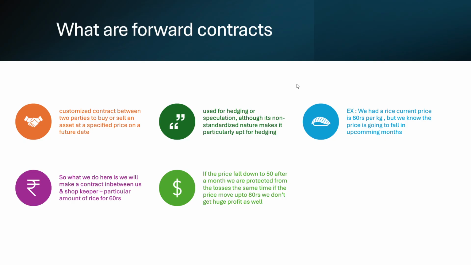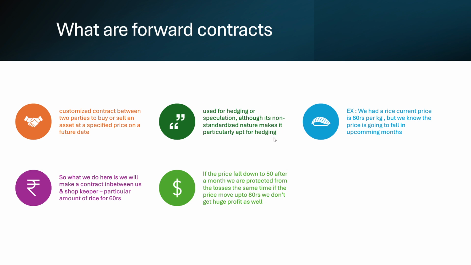So let's understand what forward contracts are. As we referred in a previous video, this is a contract between two parties to buy or sell an asset at a specified price on a future date. Forward contracts are used for hedging purposes, and their non-standardized nature makes them particularly apt for hedging. And as we saw, they work over the counter.